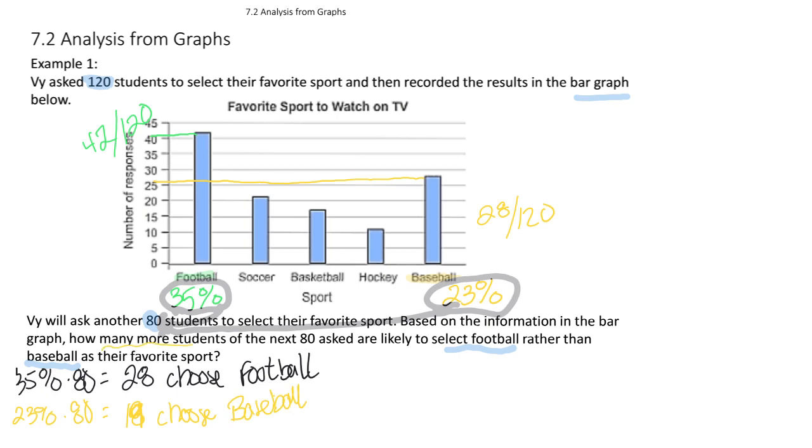Now, how many more students are likely to select football? So then we just subtract. Well, it's 28 minus 19. Approximately 9 more students will choose football rather than baseball. Okay, let's look at the next one.